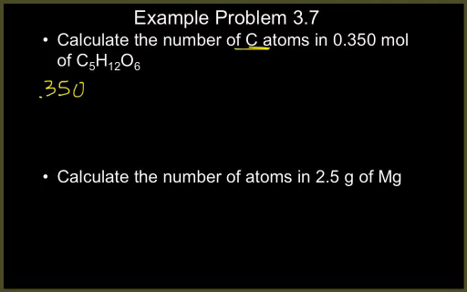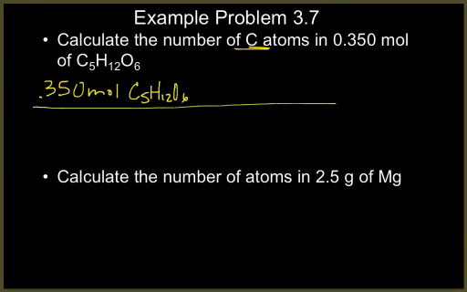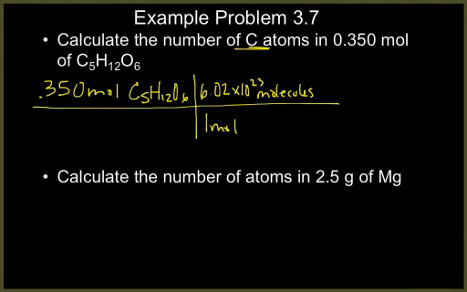So 0.350 moles of C5H12O6. Okay, so that's our first substance we have to get rid of here. Now to get rid of moles, we know that 1 mole is equal to 6.02 times 10 to the 23rd molecules of C5H12O6. So that's equal to 1 mole. So that gets rid of our moles and it changes to molecules.